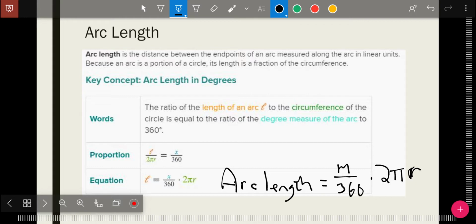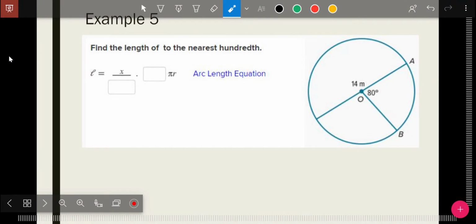So it's the measurement. That's what you need to have in your notes. The measurement of the arc, which is also the same as the central angle, divided by 360 times 2 pi r. And so we have all kinds of things here. I kind of want this as a fill in the blank. I know it's 360 there, and it's 2 pi r there. And so the length is the measurement of the angle. And it says find the length to the nearest hundredth.